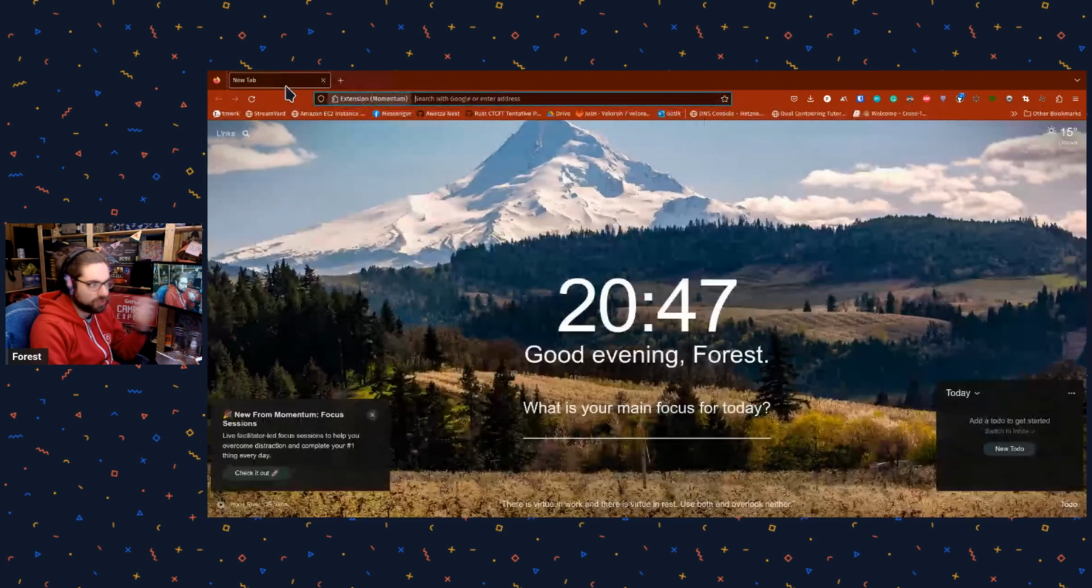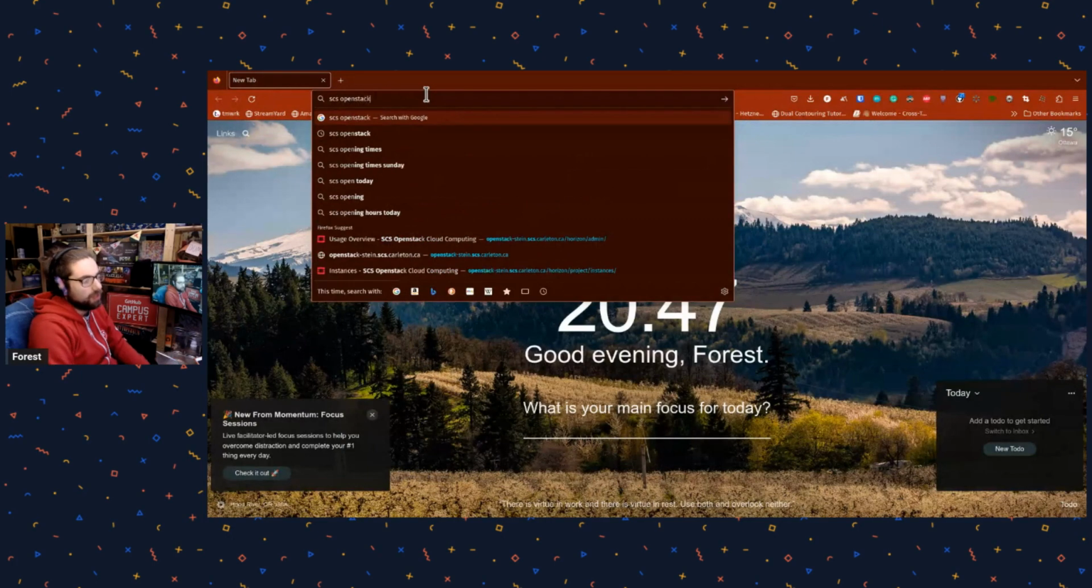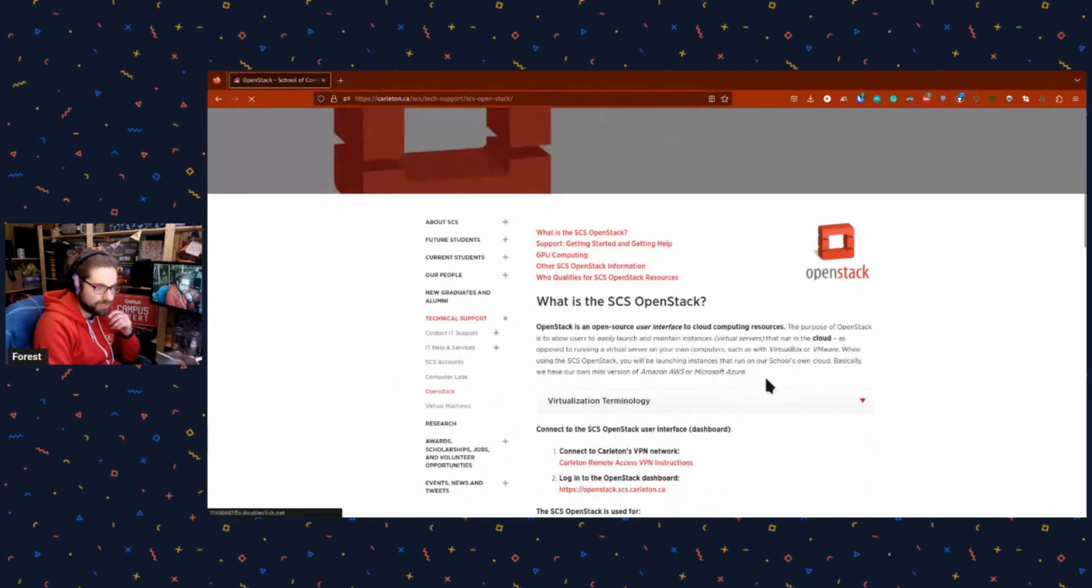First of all, to get started, just a little bit of context, I'm just going to search SCS OpenStack, and we'll take a look at what the School of Computer Science page on this is. It describes OpenStack as an interface for cloud computing.